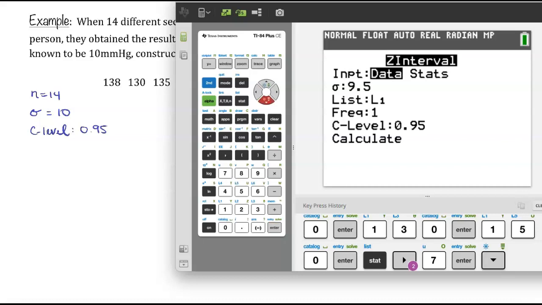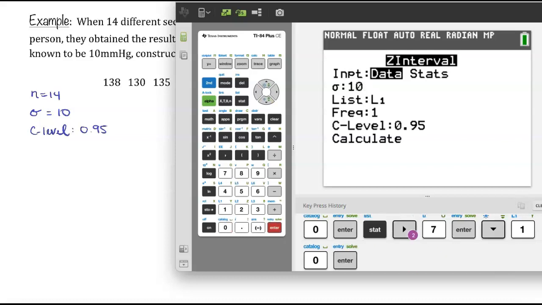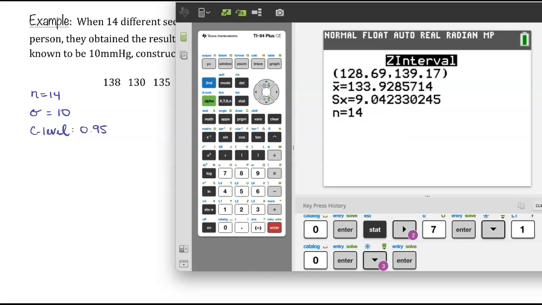We'll enter our population standard deviation of 10, and for the list, we'll put in list 1 since that's where we entered our original data set. Our confidence level is 0.95, and when we press calculate, we have our confidence interval estimate for the population mean. We need to round to one more decimal place than what's given in the original data set. Since the original data values were rounded to no decimal places, we will round to 1 decimal place. This gives us a confidence interval of 128.7 to 139.2.